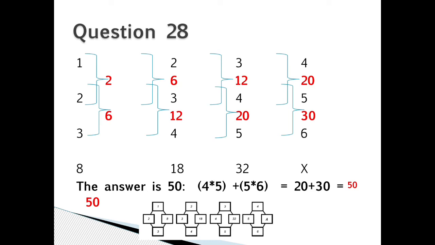4 times 5 is 20. And 5 times 6 is 30. 20 plus 30 is equal to 50.